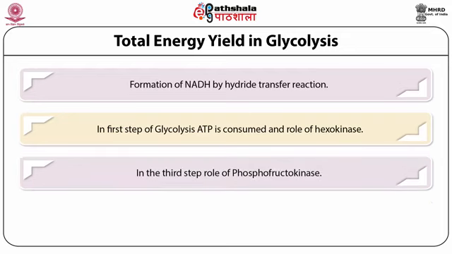The third reaction in glycolysis is also a phosphorylation reaction. In this reaction, the enzyme phosphofructokinase catalyzes the phosphorylation of fructose 6-phosphate to fructose 1,6-bisphosphate. Phosphofructokinase is the key regulatory enzyme in glycolysis and sets the pace of the reaction pathway.